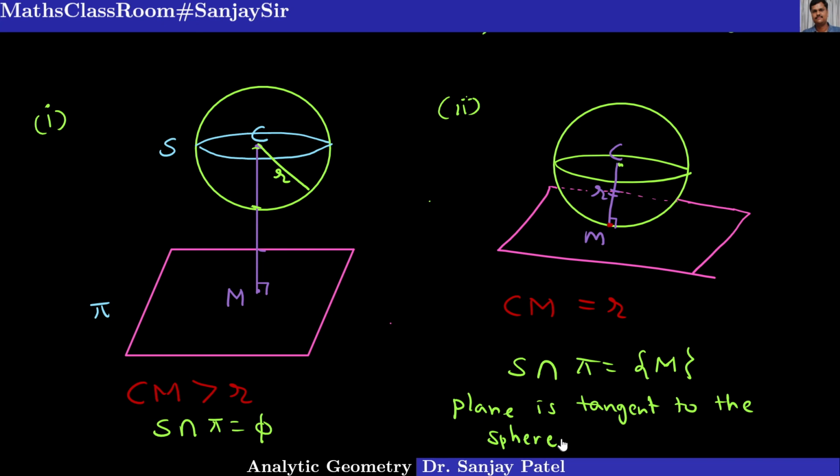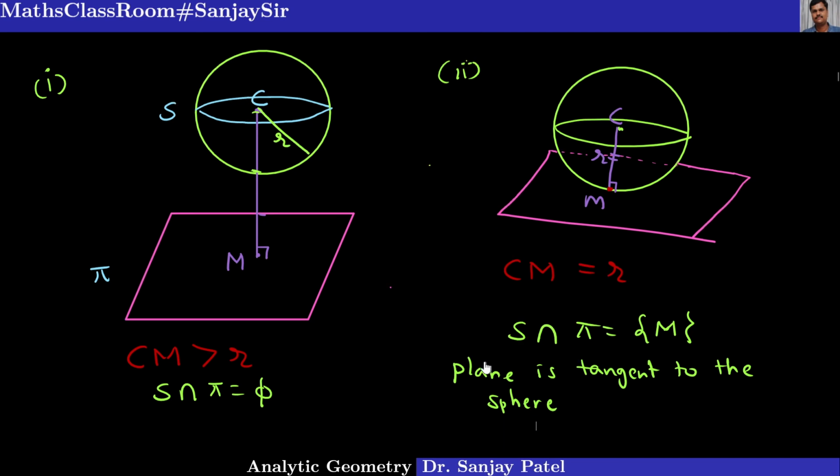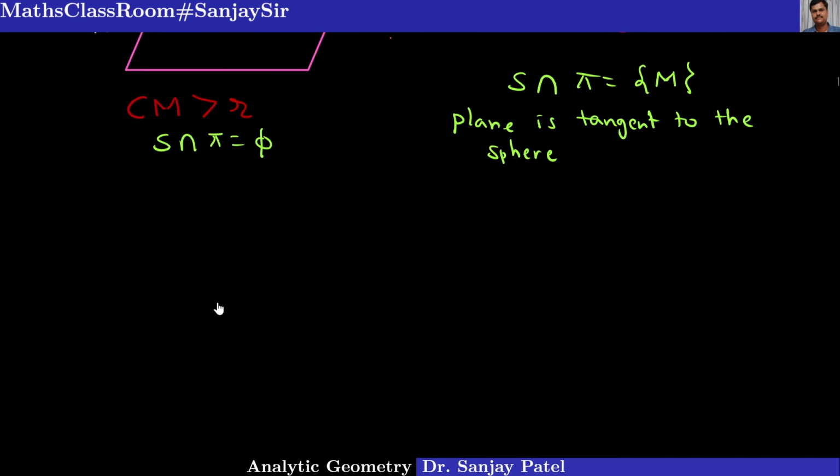So what you have to do to discuss the intersection of a sphere and a plane is, first of all, find out the center and find the perpendicular distance of the center from the plane by that perpendicular distance formula which we had discussed earlier, and then check whether the perpendicular distance CM is greater than R, or is equal to R, or less than R. What will happen if the distance is less than R? That will be our third case and an important case.